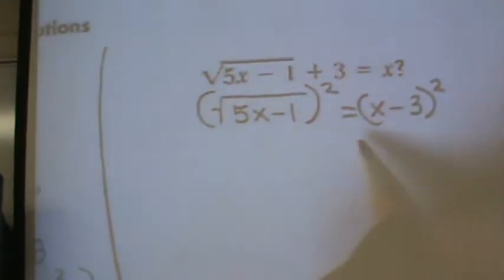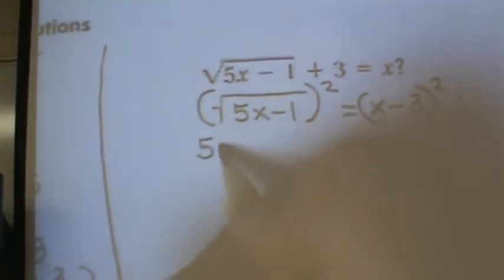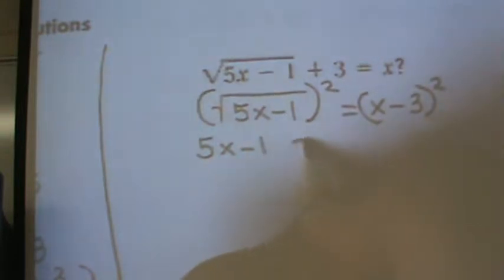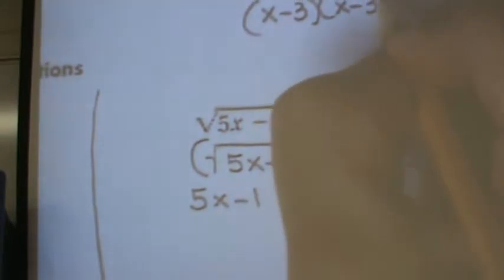So read me the left side. What are you gonna write? 5x minus 1 equals x minus 3 squared. What's this equal to? Well, let's do this off the side. What's x minus 3 times x minus 3?